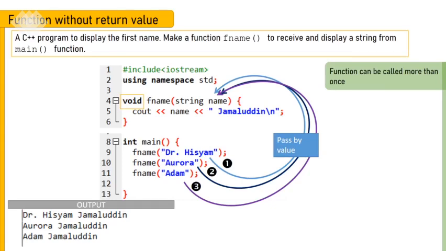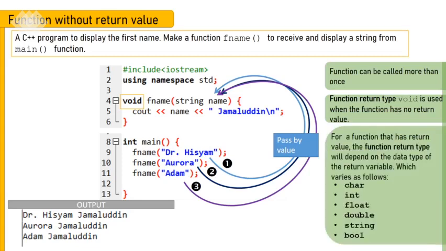Okay, here, class. A function can be called more than once. Function return type void is used when the function has no return value. But for a function that has a return value, the function return type will depend on the data type of the return variable, which varies as follows. If the value is char, then you can use the function return type as char, or int, or float, or double, or string, or even bool. So it depends on the return variable.